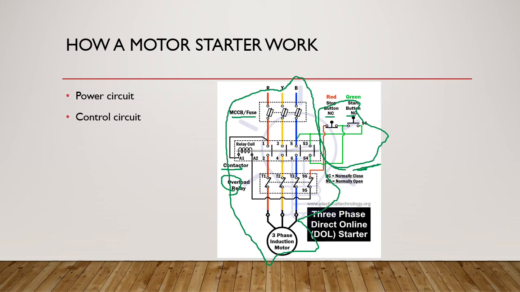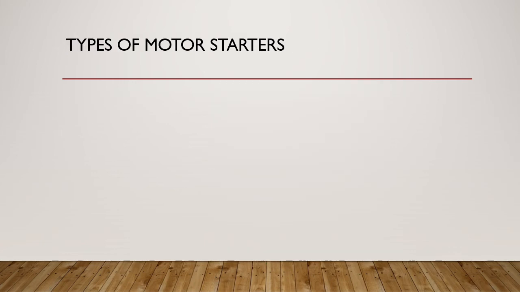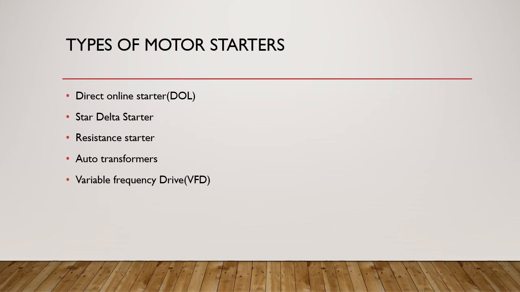The commonly available types of motor starters include: number one, the direct online starter, DOL starter. We refer to that as the DOL starter. Number two is the star delta starter. Number three, we have the resistance starters. Number four, we have the auto transformer starter. And number five, we have the variable frequency drive starter.